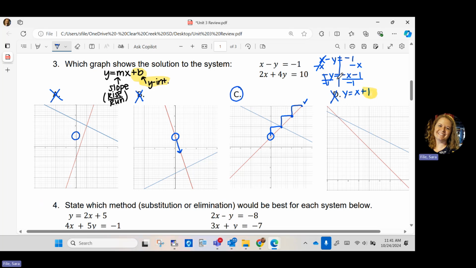Okay, so you have to get your equations into y equals form so that you can see which graph is correct. We don't have to bother checking the other one because only one of these had the first line correct. But if you had it narrowed down to say 2 options, you could then check the other equation.